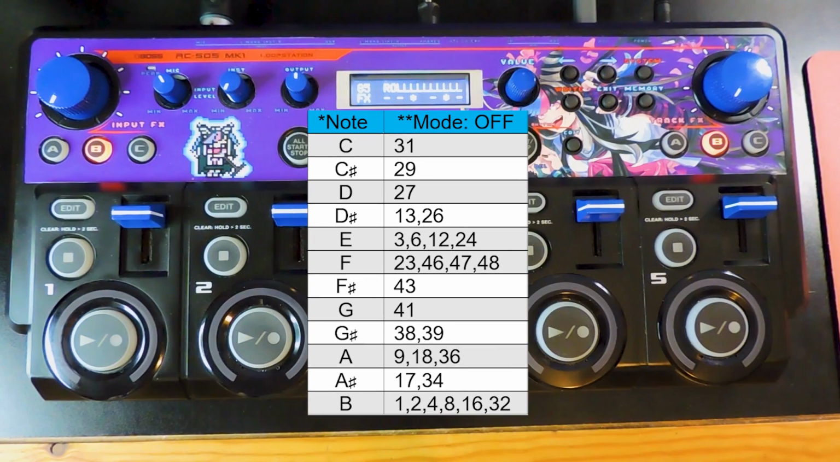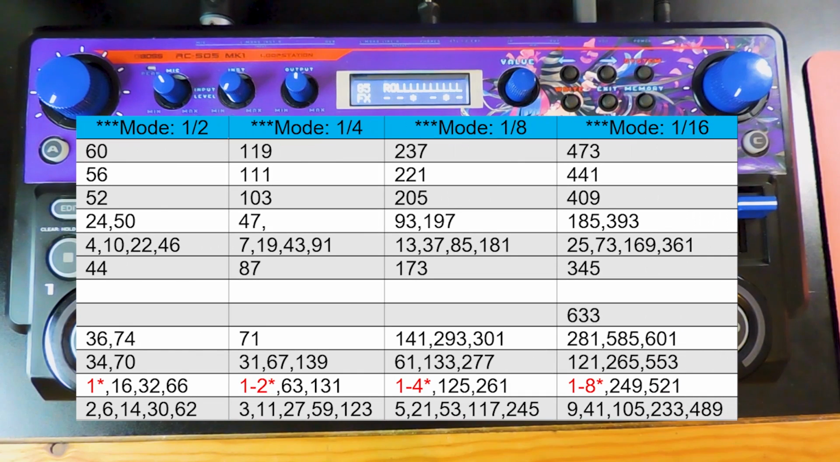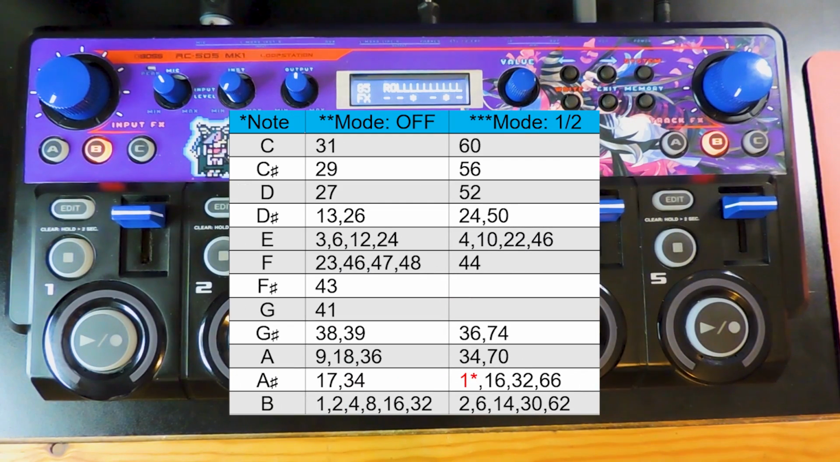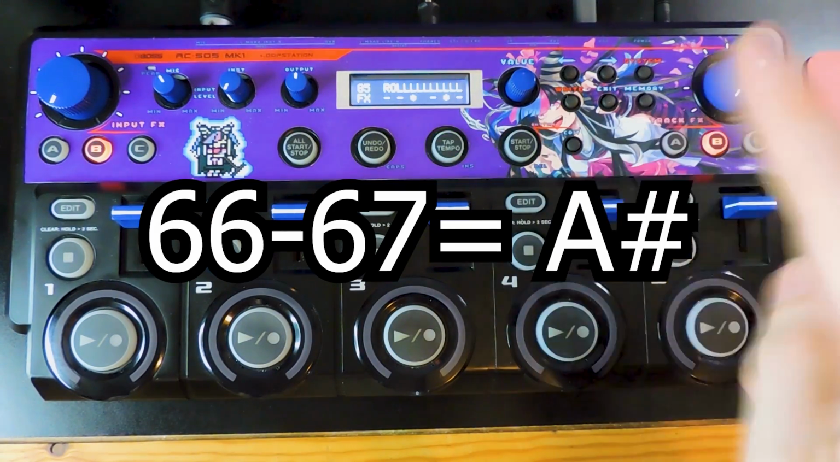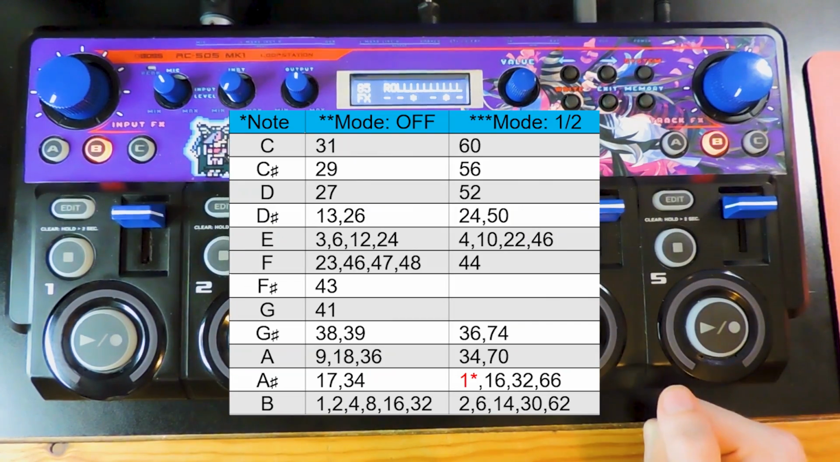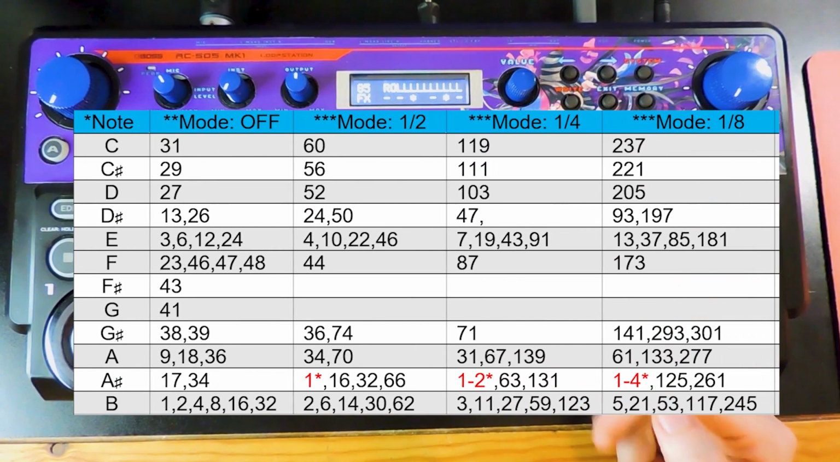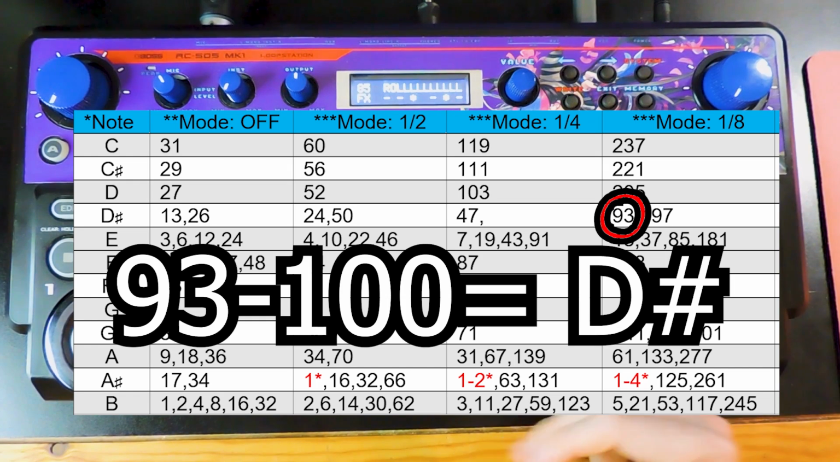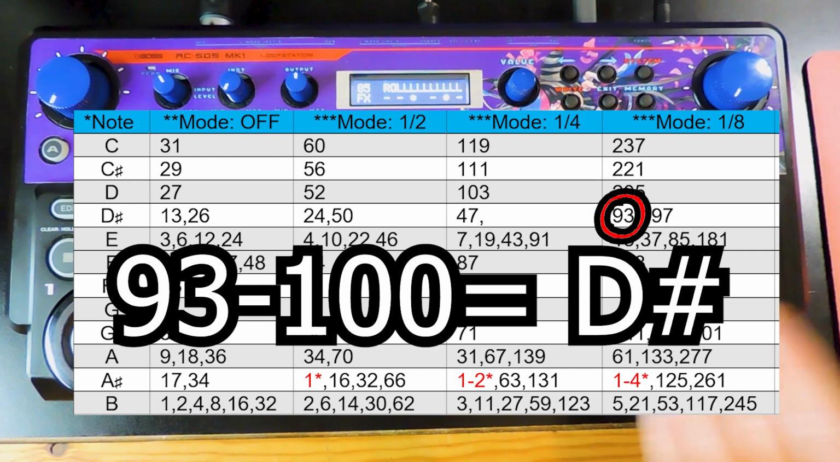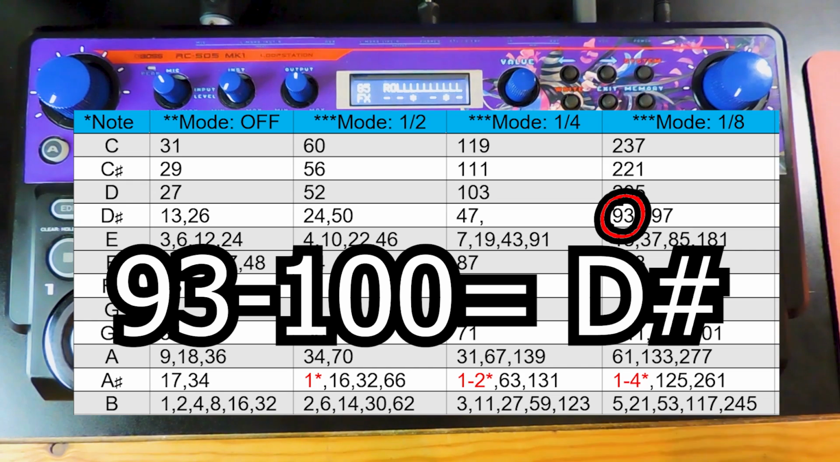So in mode off, it's just those values. In modes half and above, it is the range of what is in front of that number. So in the half mode column, if we have an A sharp, the very last number is 66. That means 66 and 67, that's 2 numbers, are the same note. They are A sharp. If we go to, say, an eighth, and we note that 93 works, well, that also means 94 through 100 are the same exact note with no change, because 93 through 100 is a range of 8. The mode is 1/8, so it's no change.